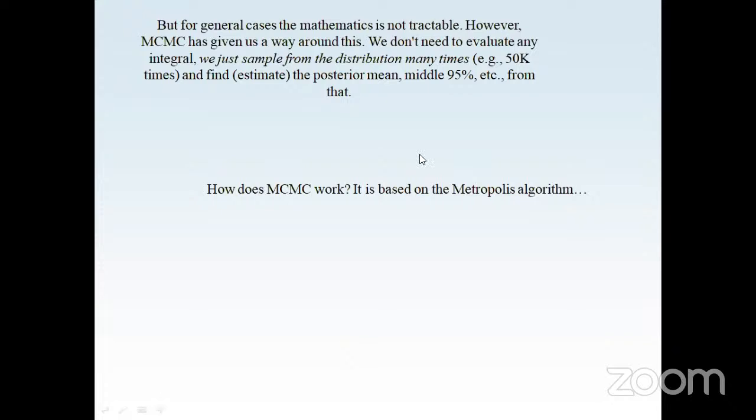But for the general cases, the mathematics is not tractable here. However, MCMC has given us a way around. We don't need to evaluate any integral. We just sample the distribution many times, for example 50k, that is 50,000 times, and estimate the posterior mean and the middle 95% from that.